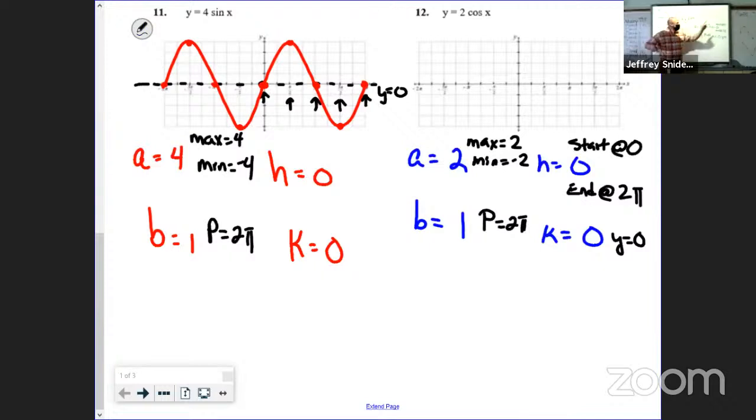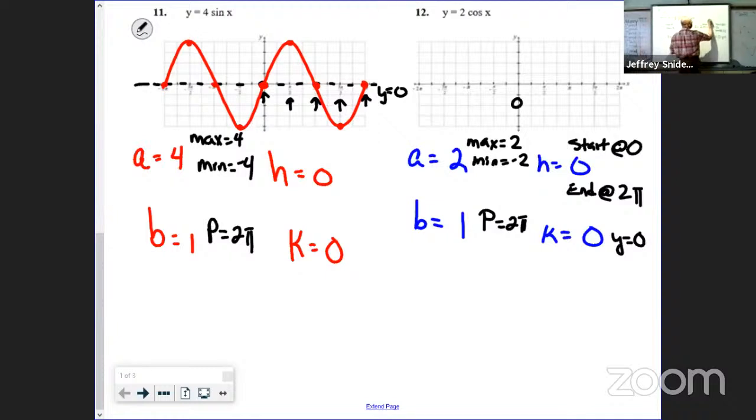If I know where it's going to start, and I know the period, how long it's going to last, how do I know where it ends? It's just, yeah, add them up. It's the phase shift plus the period. That tells you where it's going to end. Okay? Great. This already has them.